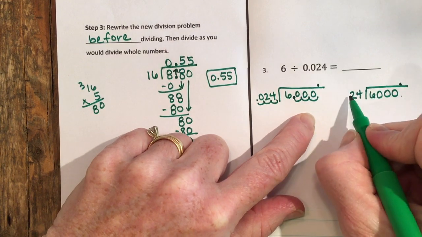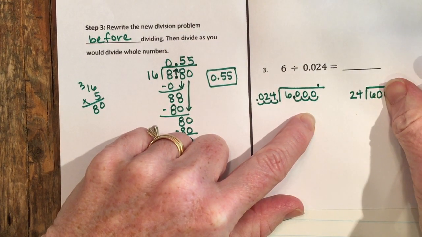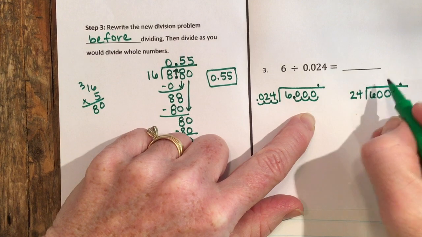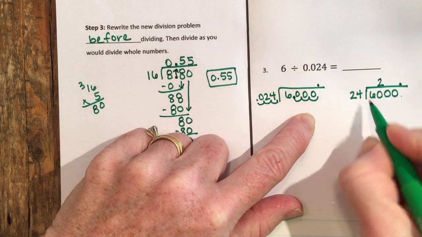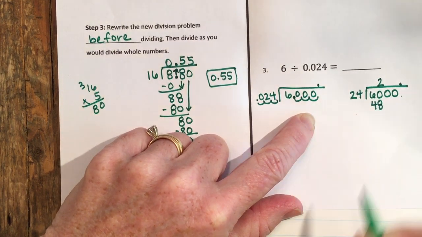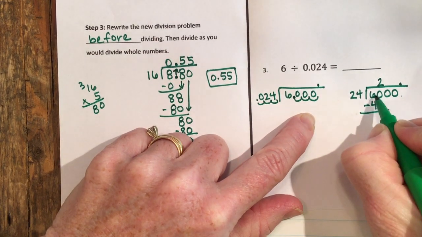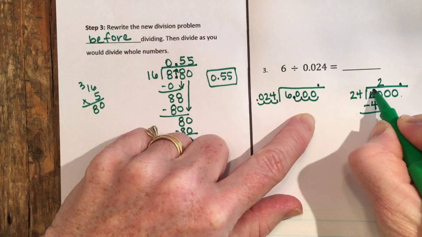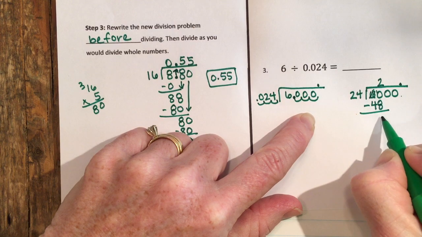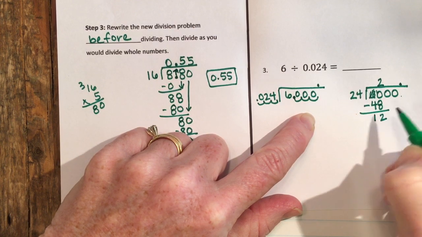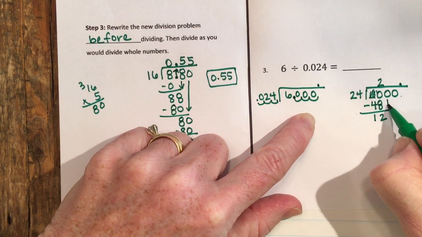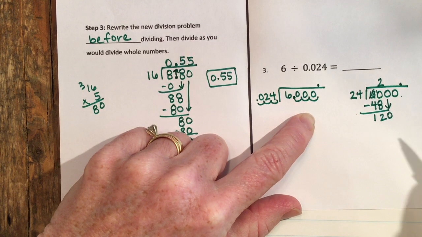Okay. So 24 won't go into 6. It's going to go into 60. And I'm going to guess 2 times. I know that 2 times 24 is 48. When I subtract 48, I'm going to have to borrow. Be careful there. 10 minus 8 is 2. 5 minus 4 is 1. And then I can drop down the next 0. So I'm dividing 24 into 120.